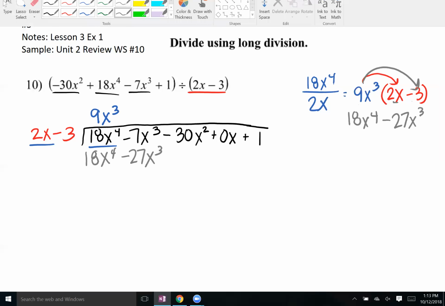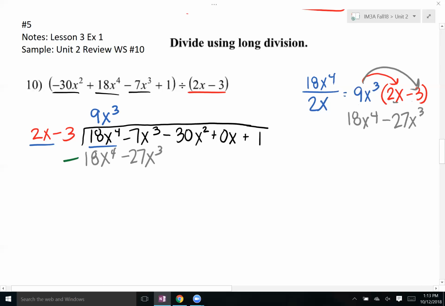Remember that we're subtracting these. So essentially we're changing the sign on both of them and then adding vertically. The first terms should always cancel because of the procedure that we did to get the 9x cubed. Then negative 27x cubed minus 7x cubed gives us negative 20x cubed, and then we're bringing down negative 30x squared.